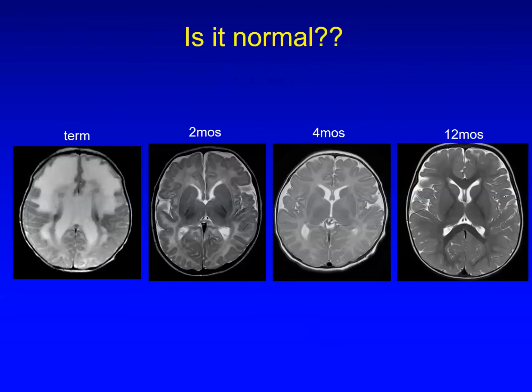So the first question is, what is normal? And here I have 4 different patients at different ages from term to a year of age. 2 of these patients are normal and 2 of them are not. I think one of them is pretty easy to pick out, maybe the other one isn't, and we'll return to this slide about halfway through after we go through some cases.